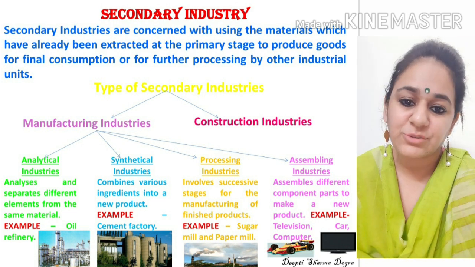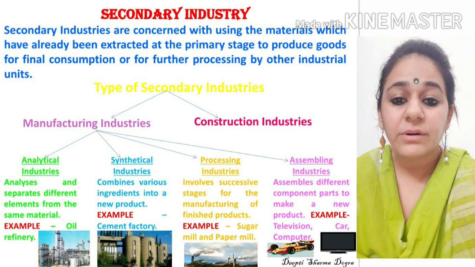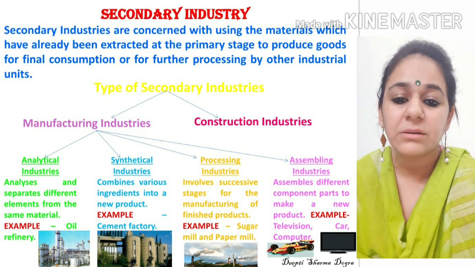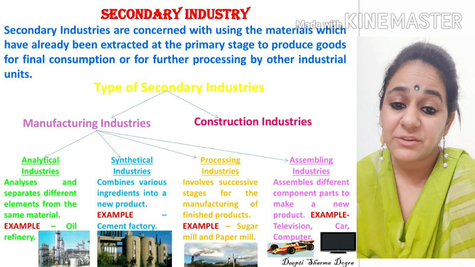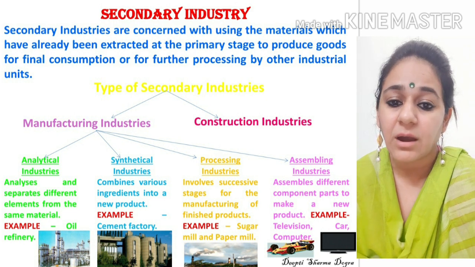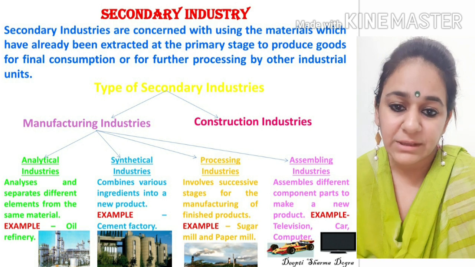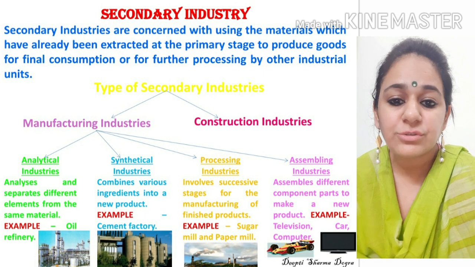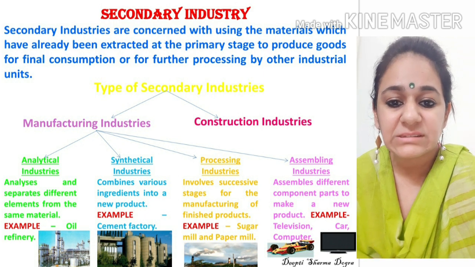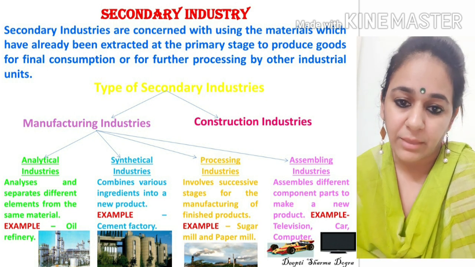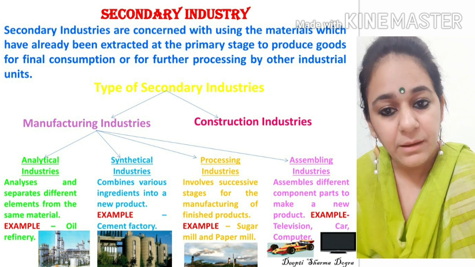लास्ट इज असेंबलिंग इंडस्ट्रीज. Assembling industries involve allocation or recollecting or assembling of different components to make a new product. And you all might be aware of this assembling industry because computers, your mobile phones, television, cars are the best examples of assembling industry. कार के लिए tires, engine, body of the car, music system, all these components are being recollected or assembled together to make a new product, that is car.